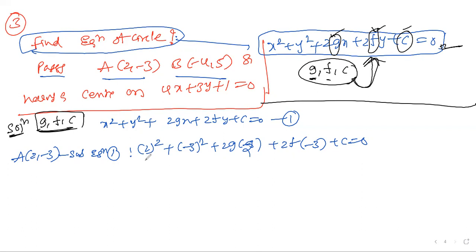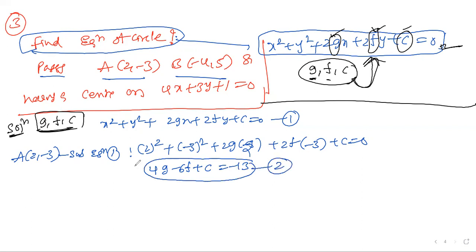Directly writing it out, the final answer I am going to get is 4g minus 6f plus c is equal to minus 13. This is equation number 2.